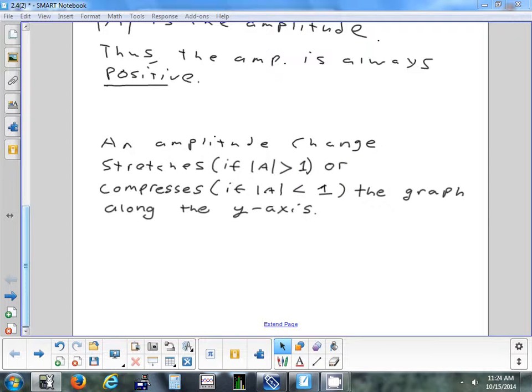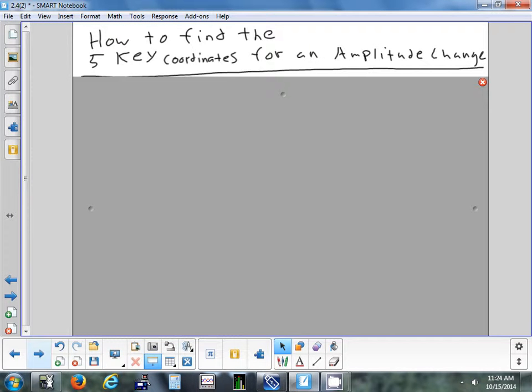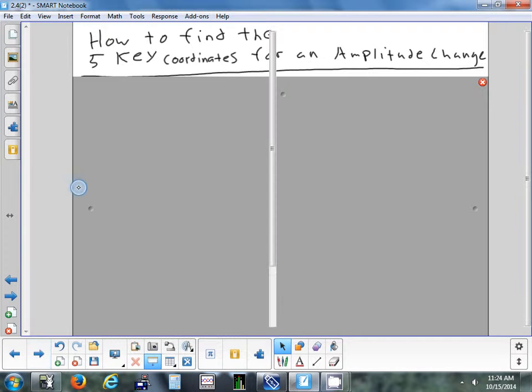Any question on that idea? When a graph is going to stretch or compress? Can you go back? Yeah.